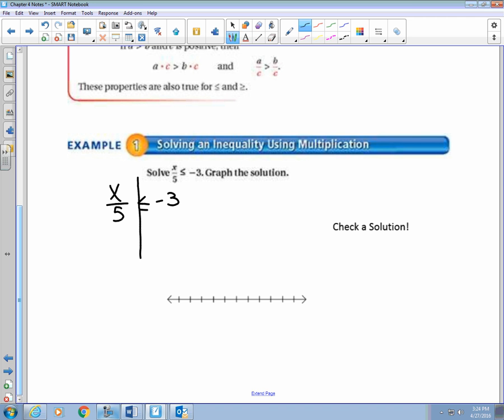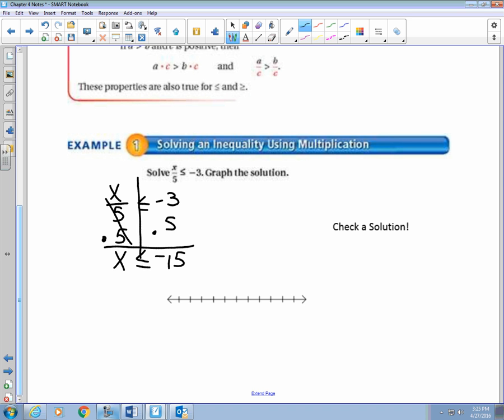I see that my variable is being divided by 5, so in order to undo that 5, or to cancel it out, I need to multiply by 5. But I need to do it on both sides of the inequality. On this side, the divide by 5 and multiply by 5 cancels out, leaving me with just x. My inequality symbol gets brought down, less than or equal to. And on the other side, I have -3 times 5, which is -15. So x is less than or equal to -15.